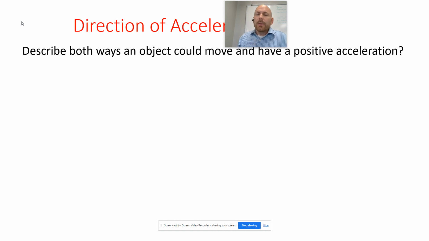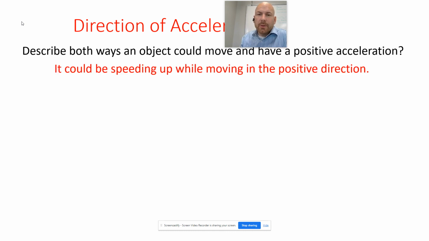An example of that would be, what would have to be true for an object to have a positive acceleration? One way to do it, the most obvious way, most people are good with this, is it could be speeding up while moving in the positive direction. So you're speeding up and have a positive velocity. So you'd have the same sign, you'd have a positive acceleration.